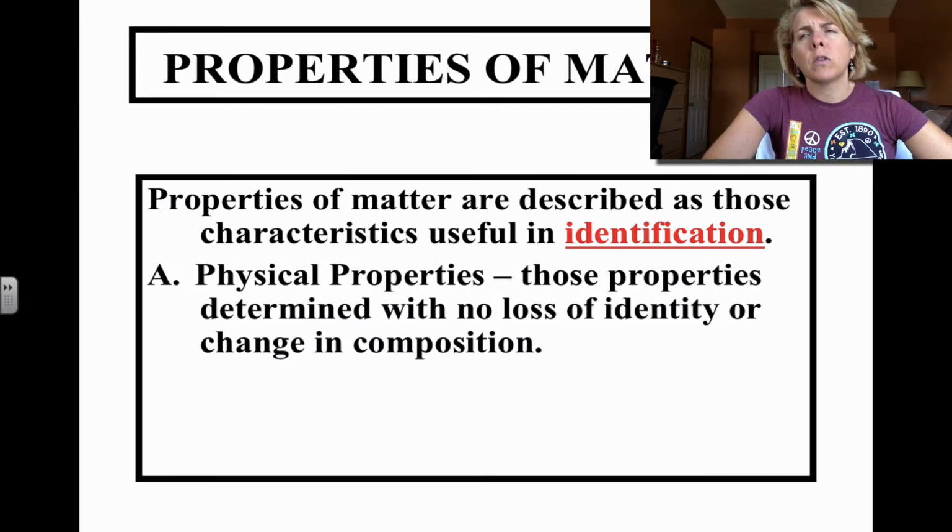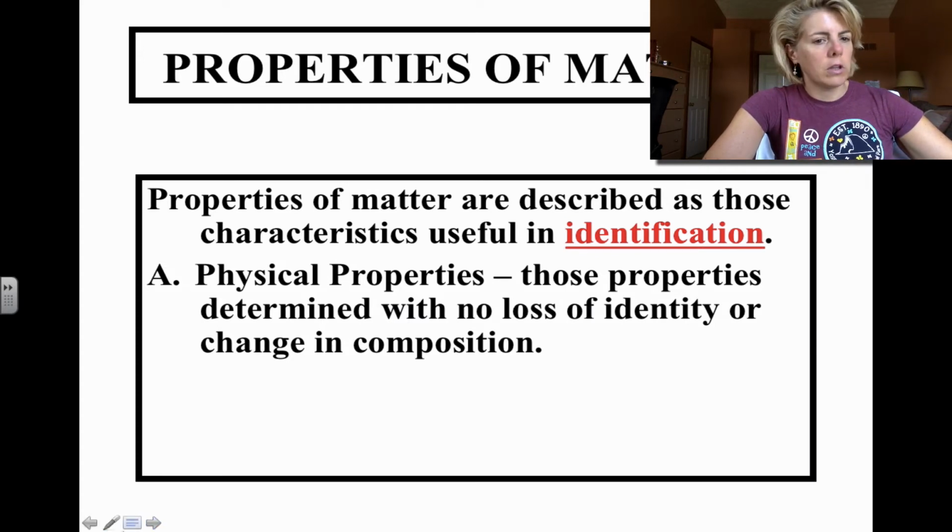And the most familiar one is probably the physical properties. So that means that you know the identity of that matter, and there's no change in composition. So with a physical property, we're looking at the identity not changing, and composition. Composition means what are the atoms that are contained within that matter.